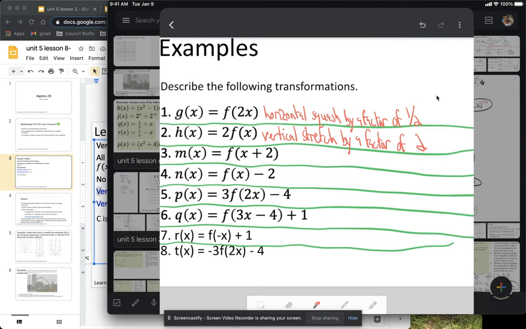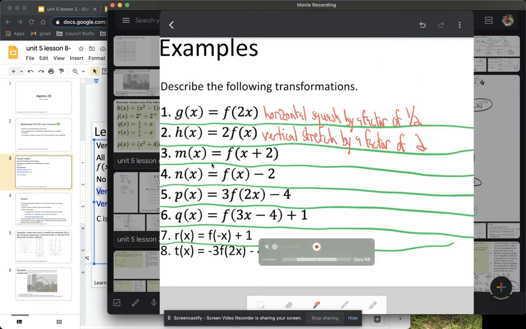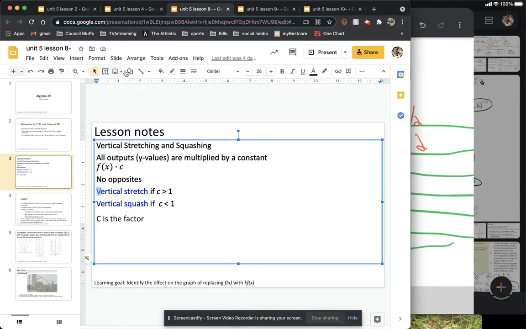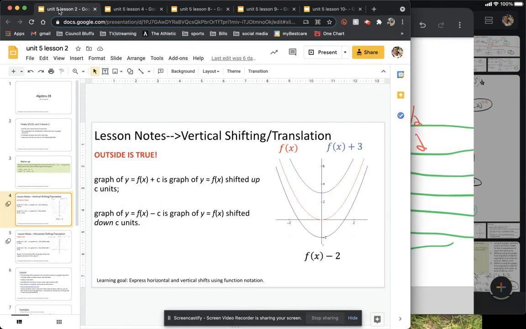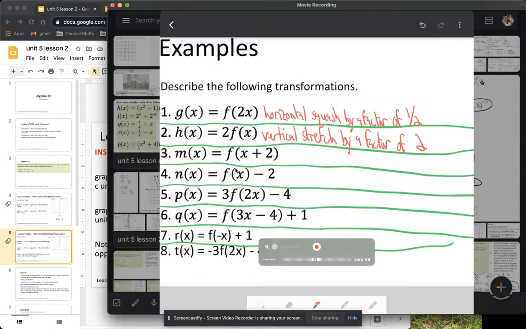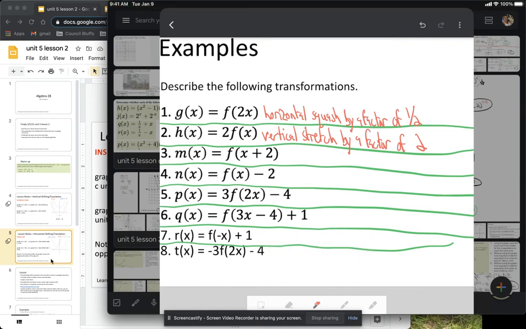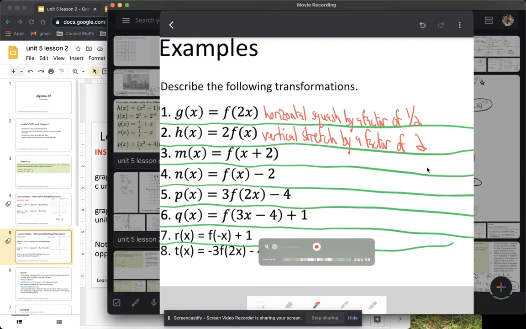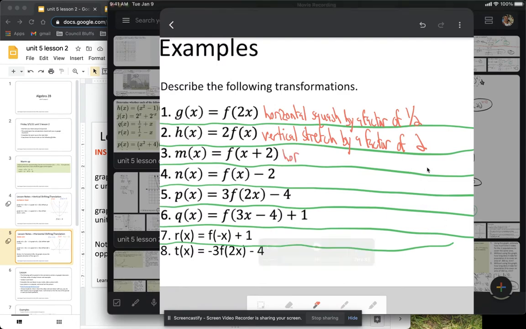Number 3, m of x equals f of x plus 2. So now notice we're adding and we're inside the parentheses. Whenever we're involving adding and subtracting, that tells me it's going to be a translation or a shift. So that goes all the way back to lesson 2. In this particular case, because the plus 2 is inside the parentheses, this is going to be a horizontal shift.